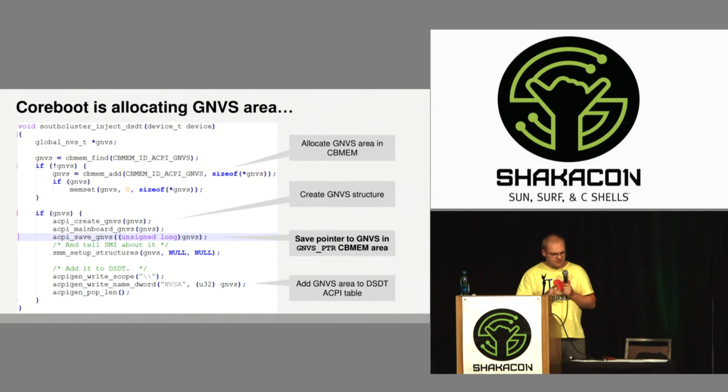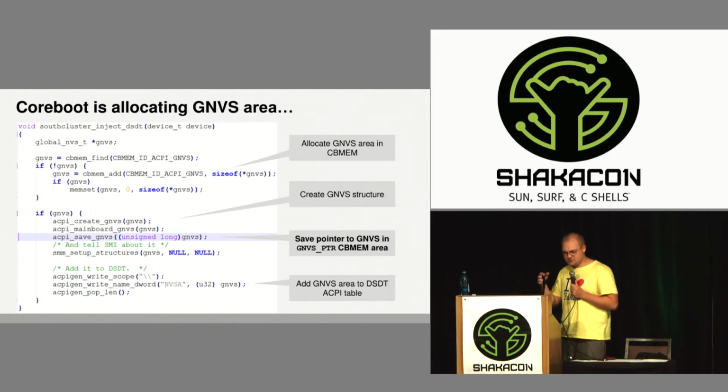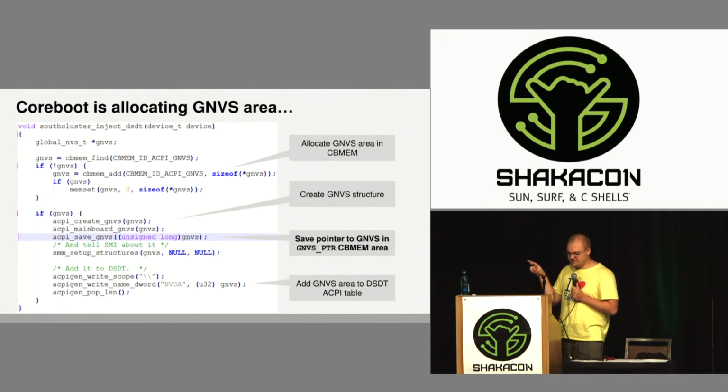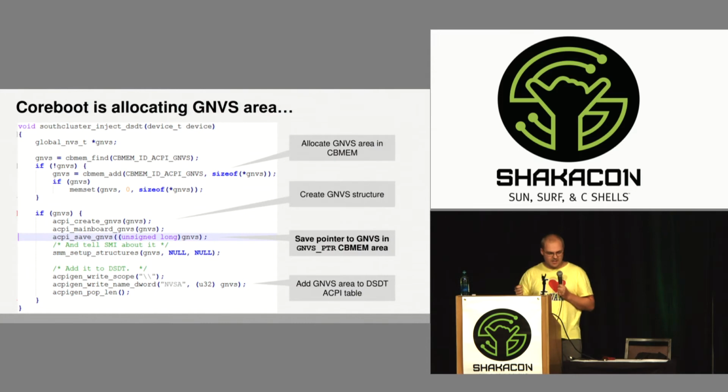So as we see here, we are locating the GNVS in CBMEM memory. CBMEM memory manager contains this structure somewhere. Then we create the structure, the fields of the structure. Then next, we create a pointer to that GNVS structure and store that pointer back to the same storage. So one of the structures in CBMEM will contain that pointer, and then we create another pointer in an ACPI table for this structure.